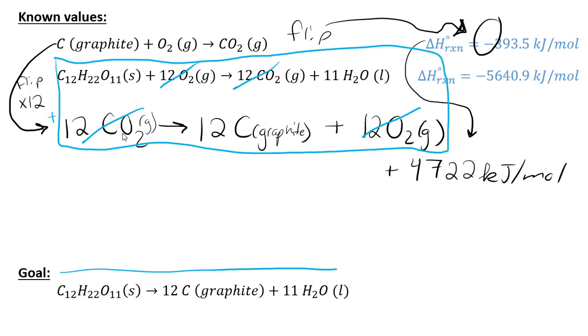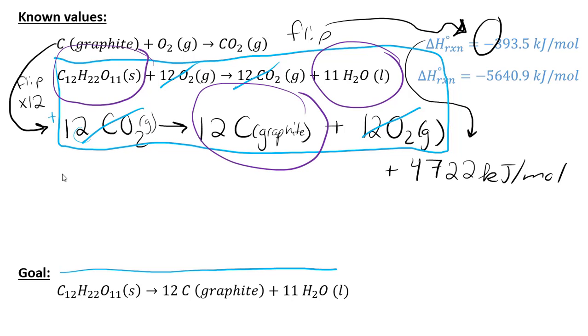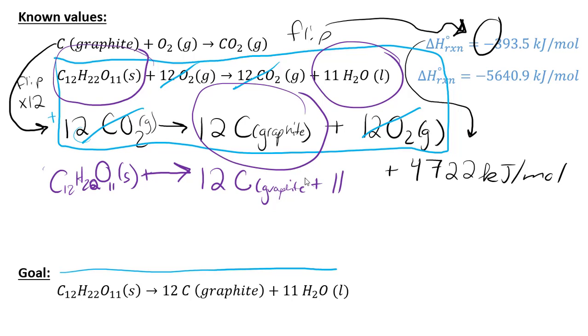Do I have anything else that can cancel? We have sugar here. That doesn't have anything on the other side. We have water and we have graphite. So if we bring all of these values down, we're going to have C12H22O11 as a solid yields 12 carbons in the form of graphite plus 11 waters in the form of a liquid. And that matches our goal exactly. So that's exactly what we wanted.